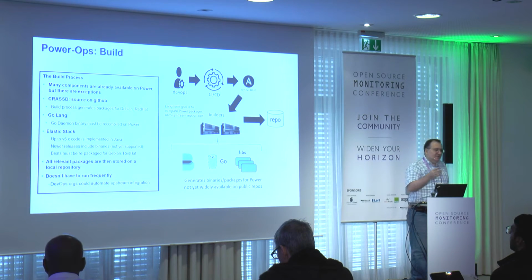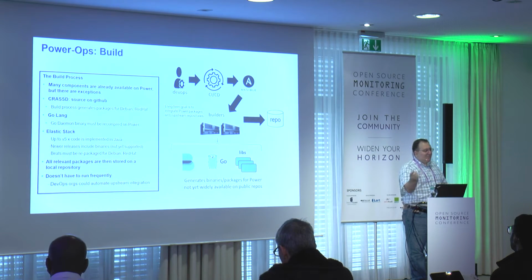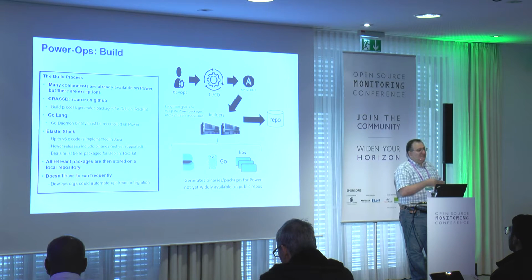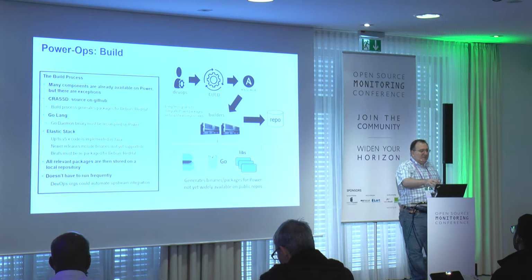One of the things we want to do, we're a small team, right? But we want to reach out to these communities. For example, the Beats, the Elastic community. Up to V5, it's more or less architecture independent. It's all Java code that runs anywhere, right? But then if you start looking at V7, there are some binaries and packages that don't immediately exist on Power. So we started looking into this and how to initially build those packages for Power, right?